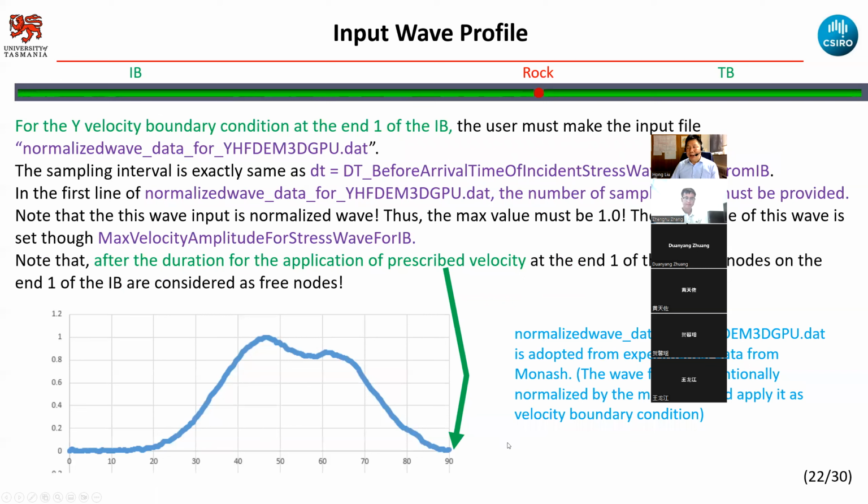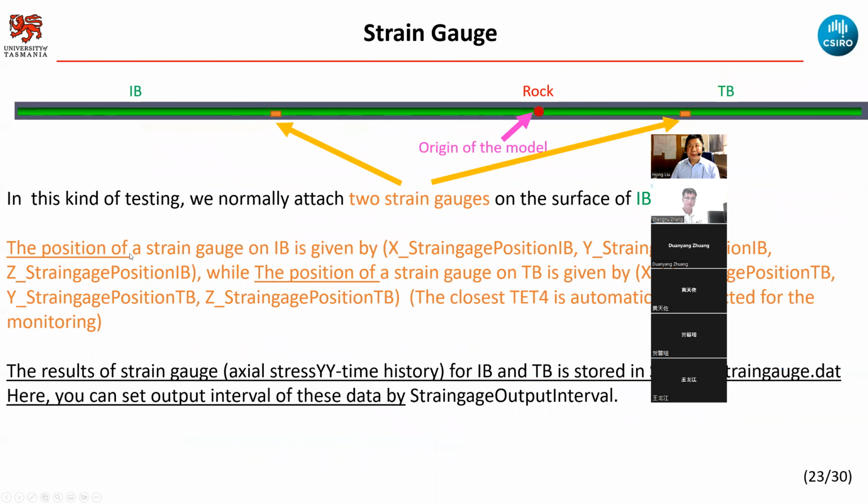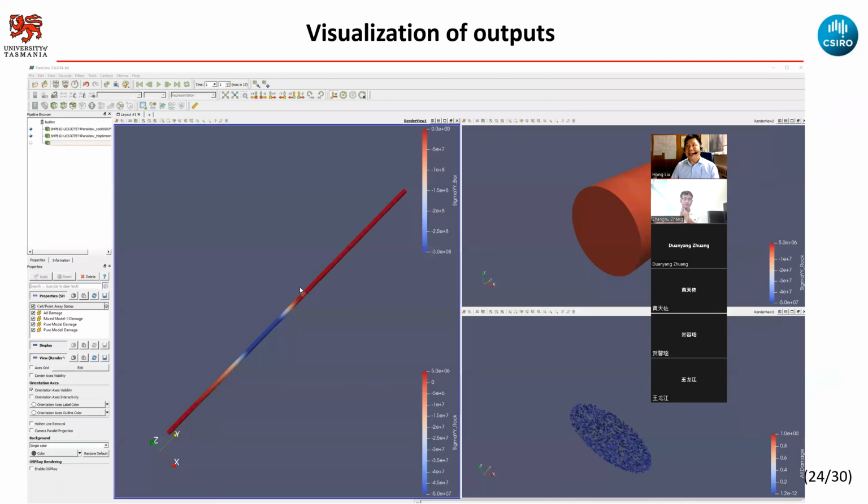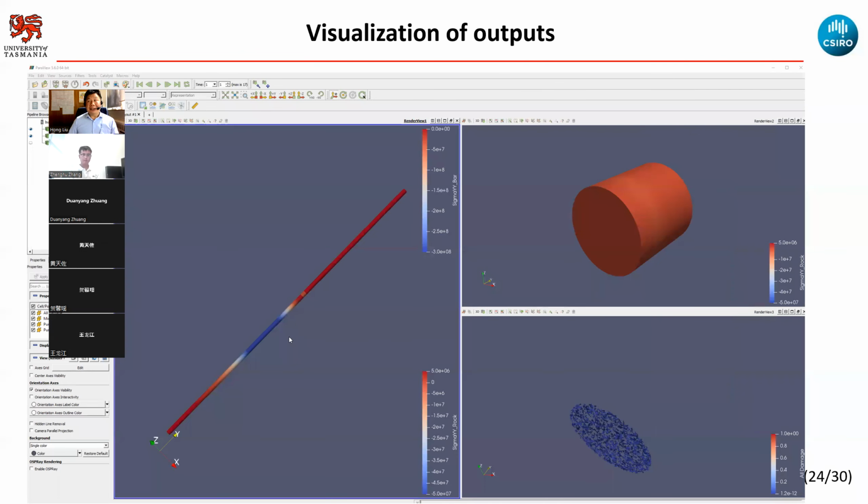So this is the waveform, which we input. Then we put in the monitoring locations there. After that, we run it. This is the result of the run, which looks like this.